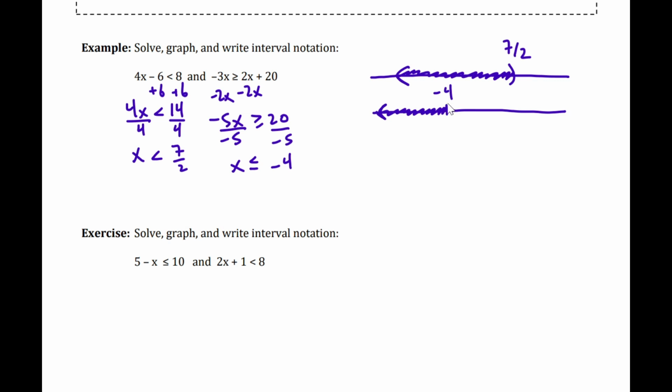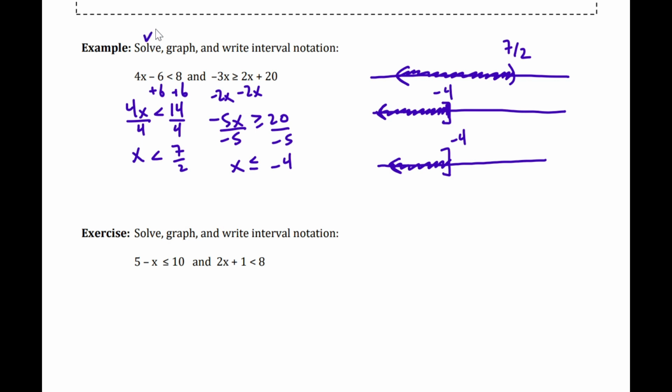so that will be a bracket at -4, and then we're looking for all of the numbers that solve both of these inequalities. So what numbers are in both of these graphs? Well, again, it's the overlap of the two graphs. So the overlap is all of these numbers less than or equal to -4.